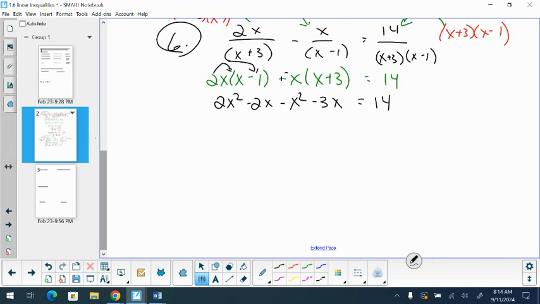Combining our like terms, 2x squared minus x squared gives me x squared. We have a negative 2x and a negative 3x. It gives us negative 5x. And then we can bring our 14 over, and give us minus 14 is equal to 0.